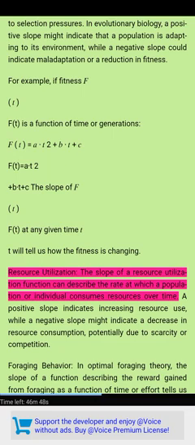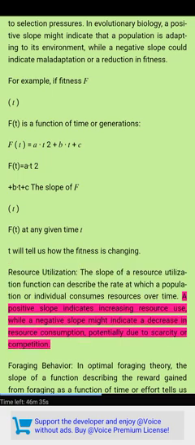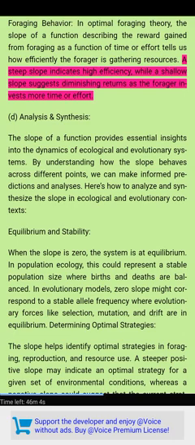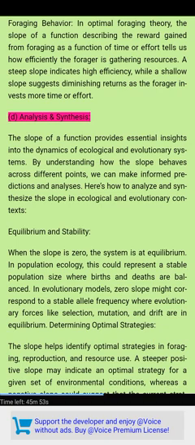Resource utilization. The slope of a resource utilization function can describe the rate at which a population or individual consumes resources over time. A positive slope indicates increasing resource use, while a negative slope might indicate a decrease in resource consumption, potentially due to scarcity or competition. Foraging behavior. In optimal foraging theory, the slope of a function describing the reward gained from foraging as a function of time or effort tells us how efficiently the forager is gathering resources. A steep slope indicates high efficiency, while a shallow slope suggests diminishing returns as the forager invests more time or effort. D. Analysis and synthesis.